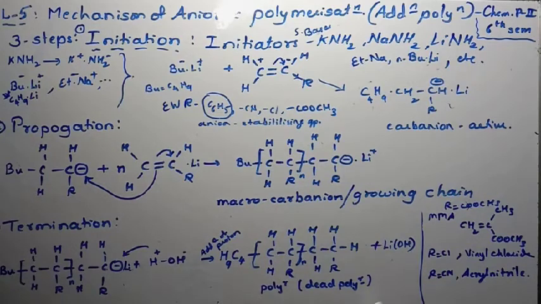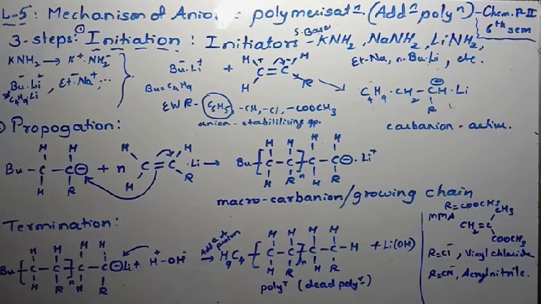Okay, so now in this case, if R is COOCH3, then that molecule is nothing but methyl methacrylate, MMA, and this will be the formula. If R equal to Cl, it is vinyl chloride. If R equal to CN, it is acrylonitrile.